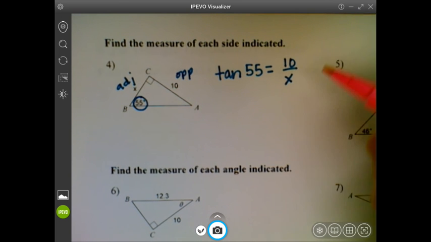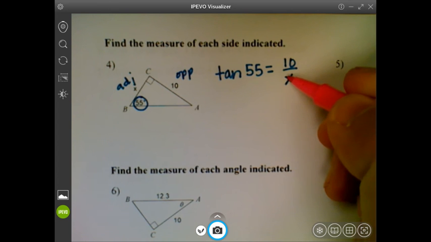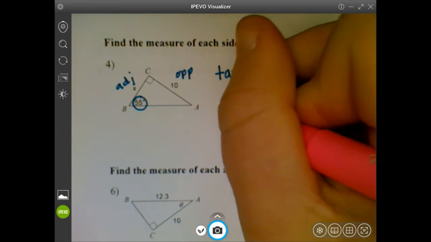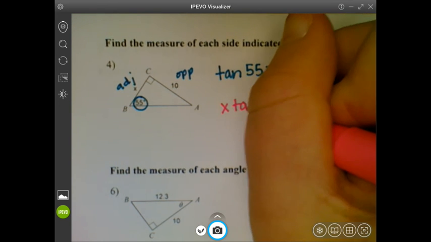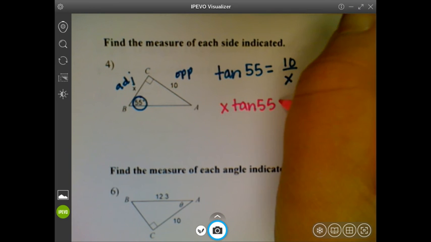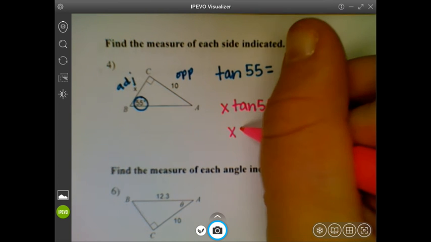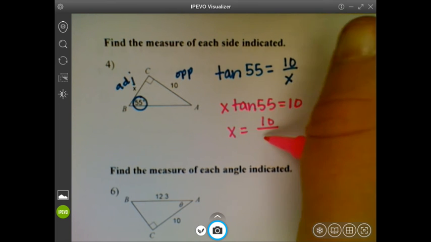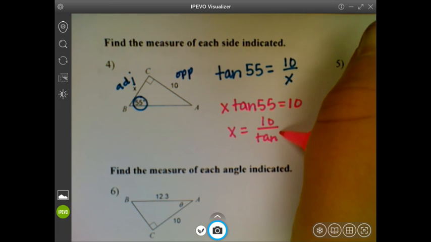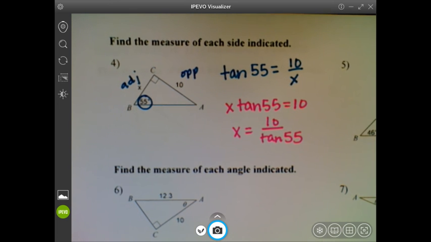All right, solving for x. Right now it's in the denominator, so we need to get it out. So we're going to multiply it up. So this will be x times the tangent of 55 equal to 10. And then last but not least, you can divide by the tangent of 55. So it would be 10 divided by the tangent of 55.